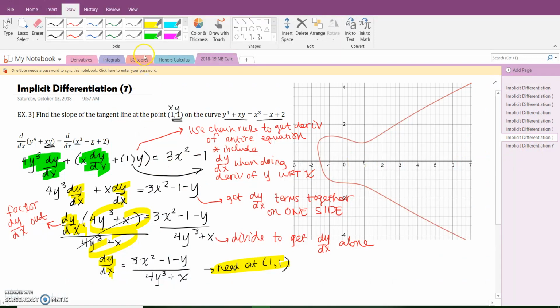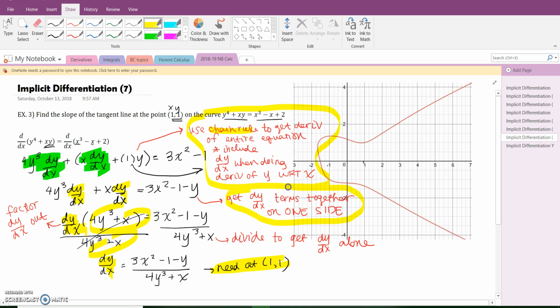Now, what I want you to do in your notes is make sure you have all these steps and make sure you're understanding as you're writing down what's going on. And I want you to write down the following steps here with the arrow pointed where the step occurs. So first you use the chain rule to get the derivative of the entire equation, and you include dy/dx when doing the derivative of y with respect to x.